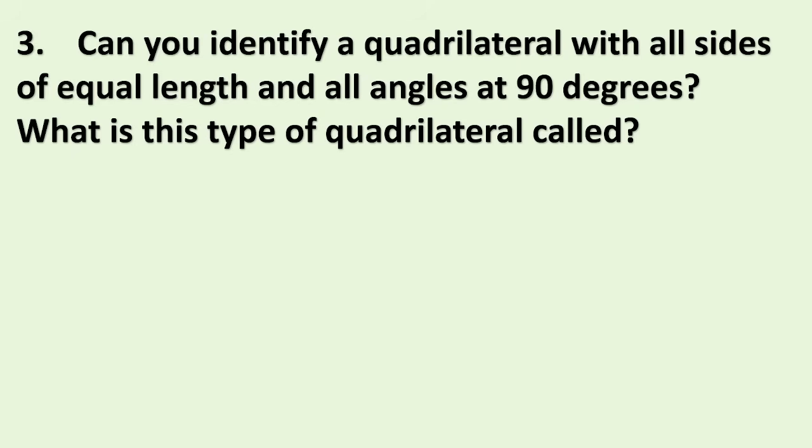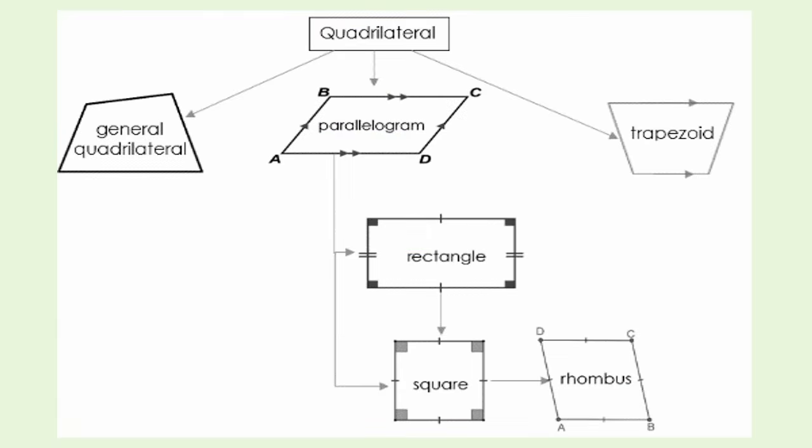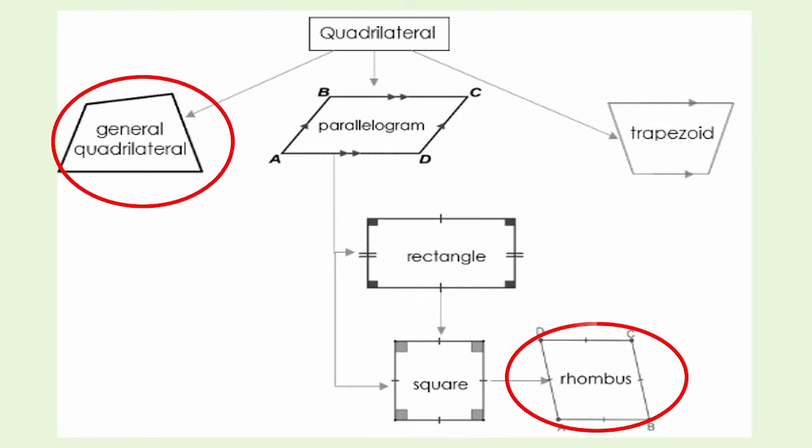Can you identify a quadrilateral with all sides of equal length and all angles at 90 degrees? What is this type of quadrilateral called? Square. Today we will continue with the rest of the kinds of quadrilaterals. Looking at the diagram, which ones have we not discussed yet? So they are general quadrilateral, rhombus, and trapezoid.